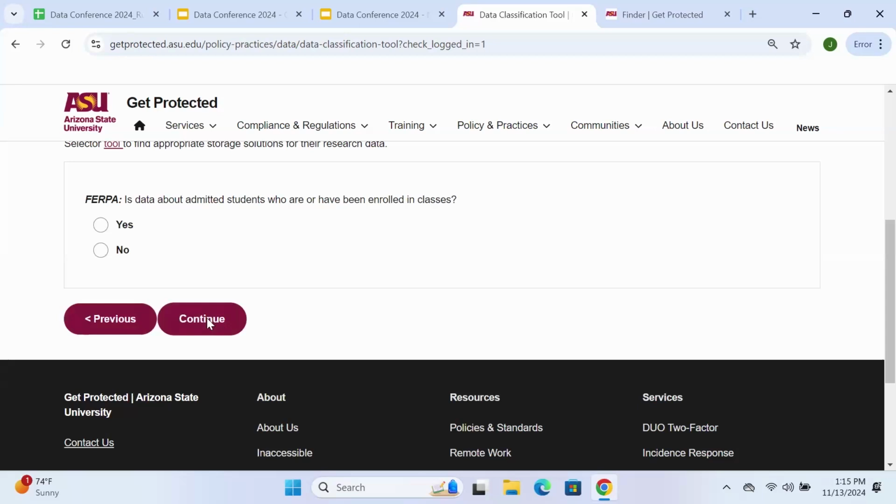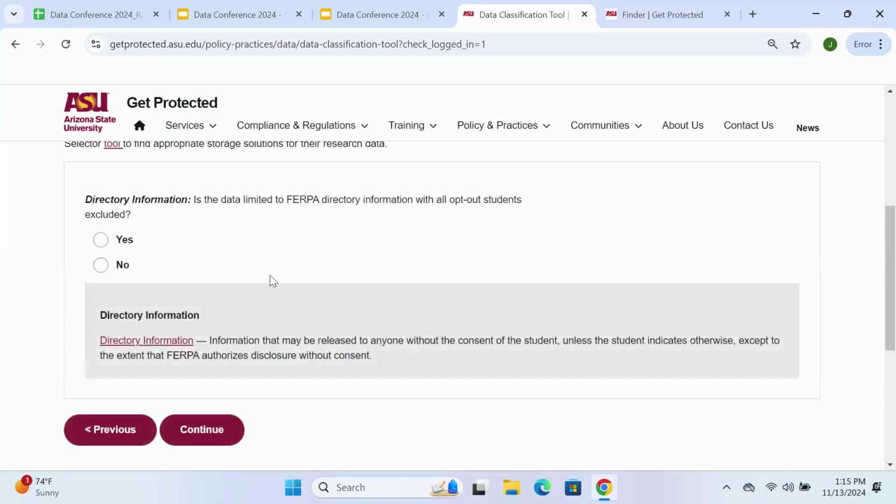Now, is it about students? Yes, this is about students, so FERPA is implicated. Is it limited to directory information? And here's the tricky part, with all opt-out students excluded. So if students have opted out of the FERPA directory information disclosure, we have to exclude all of those students from our data set, or we can't rely on the directory information exception. In this case, I have all kinds of students, so I'm going to say no, it's not just directory information.